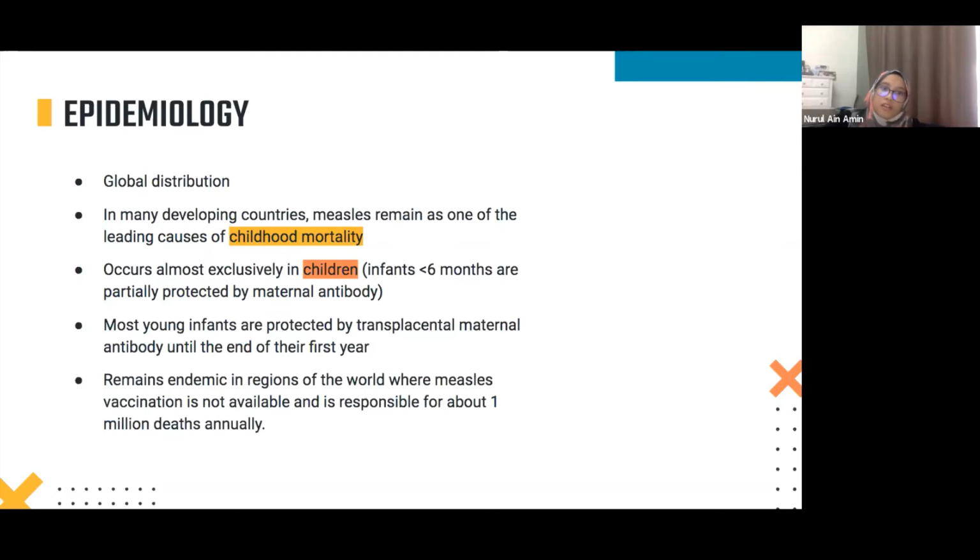So in many developing countries, measles remains one of the leading causes of childhood death, besides overcrowding and malnutrition. It occurs almost exclusively in children because infants less than 6 months are partially protected by maternal antibody. It remains endemic in regions of the world where vaccination is not available and is responsible for almost 1 million deaths annually.